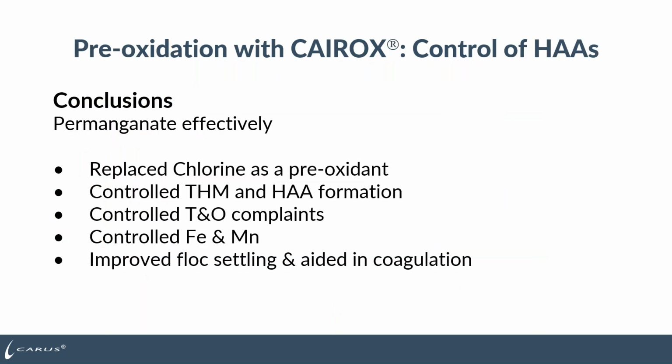So what they chose was they used permanganate as the preoxidant, and chlorine got moved to the back of the plant. THMs and HAA formation went down, taste and odor complaints went down, and they had continued control of iron and manganese. One other thing they did notice was that floc settling and coagulation improved with the permanganate at the front of the plant, because we were forming manganese dioxide that helped with some of their coagulation and solids.